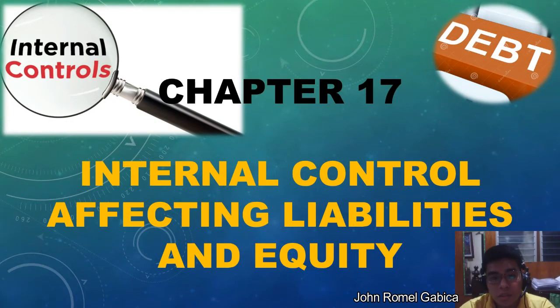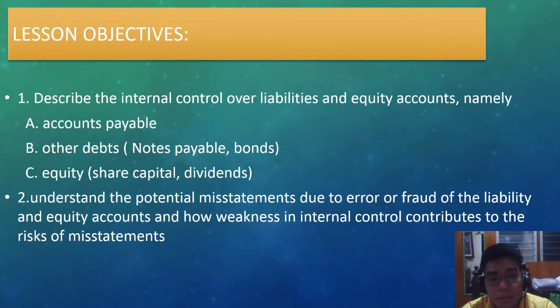Good day, everyone. So we are now on the last chapter, chapter 17, which is on the internal control affecting liabilities and equity. Our learning objectives for this chapter are, number 1, to describe the internal control over liabilities and equity accounts, namely accounts payable, other debts such as notes payable and bonds, and equities such as share capital and dividends. Second is to understand the potential misstatements due to error or fraud of the liability and equity accounts and how weakness in internal control contributes to the risk of misstatements.